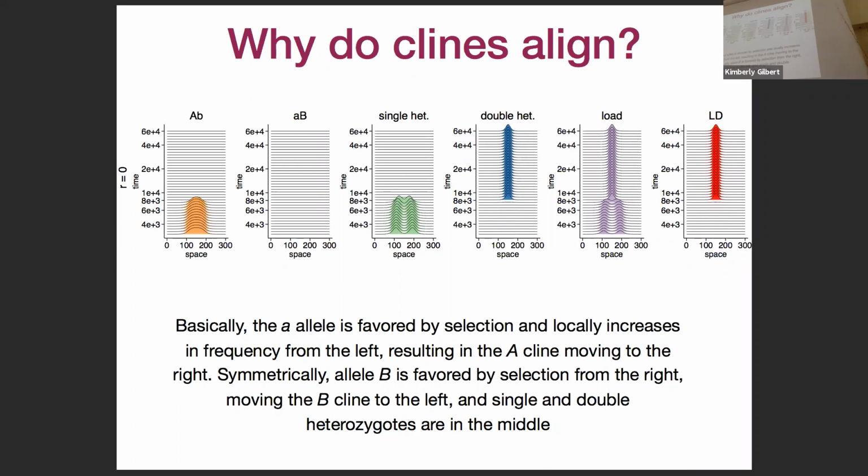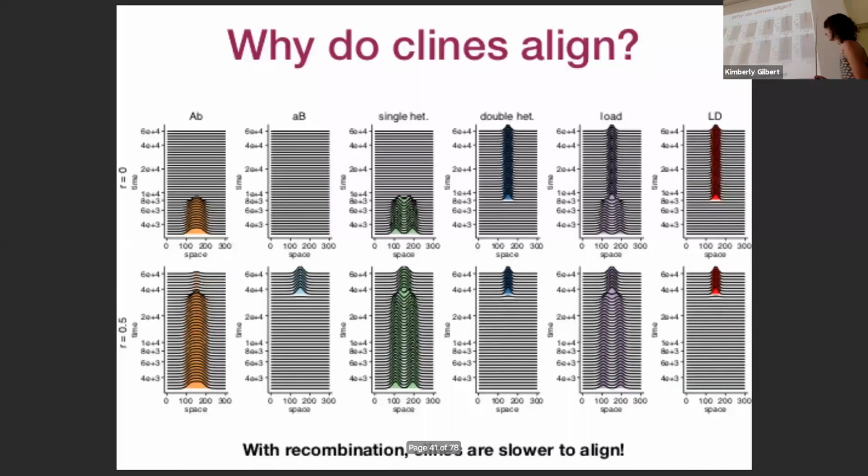This was maybe the hardest thing for us to explain when we were at this paper. So I think I'll say it again after we look at the case with recombination, if it's not clear still.